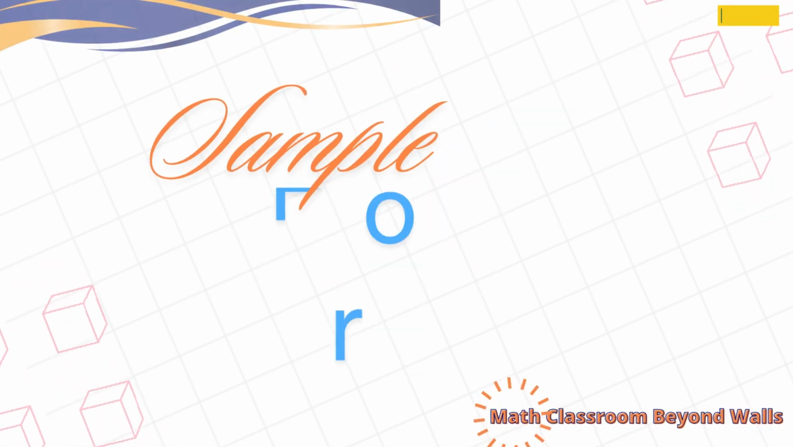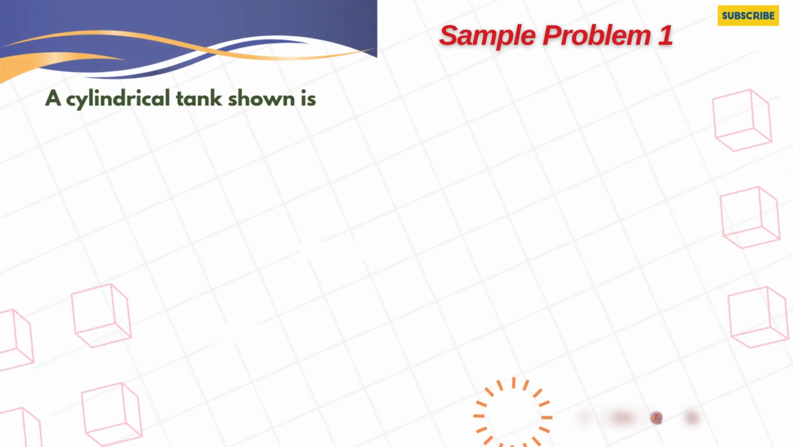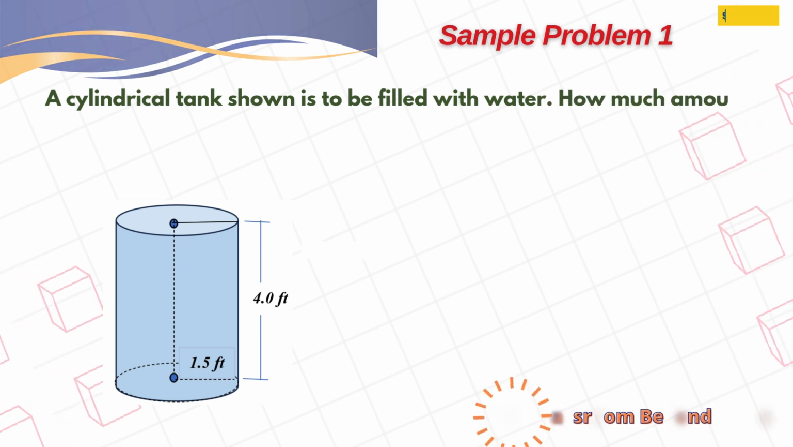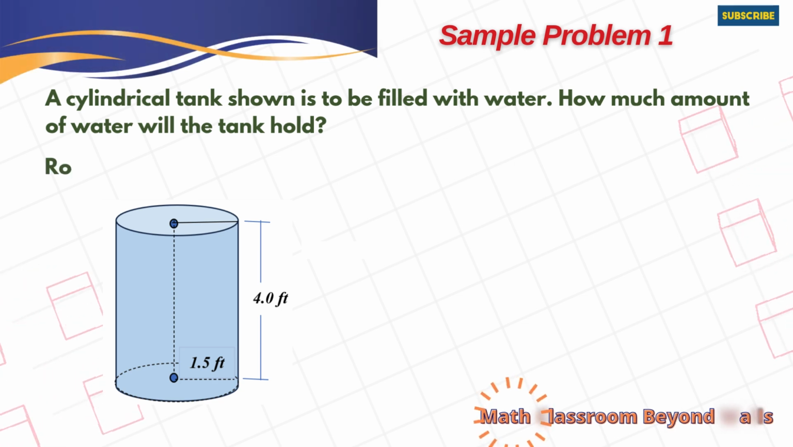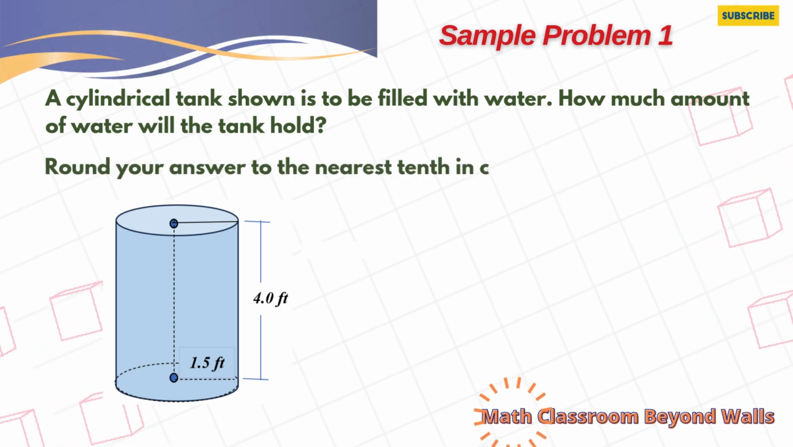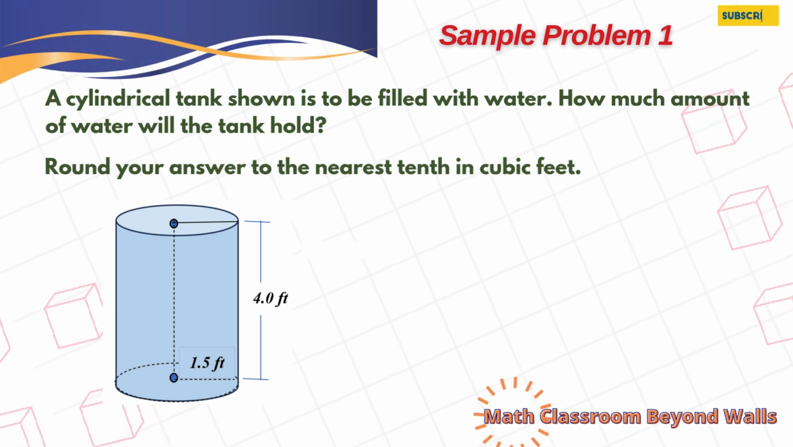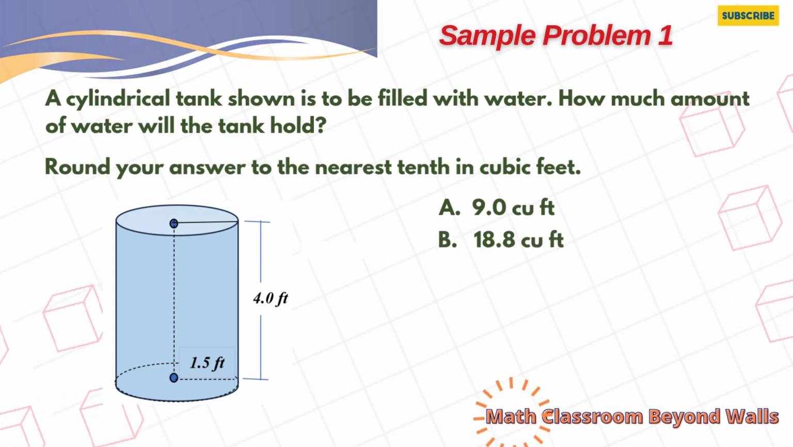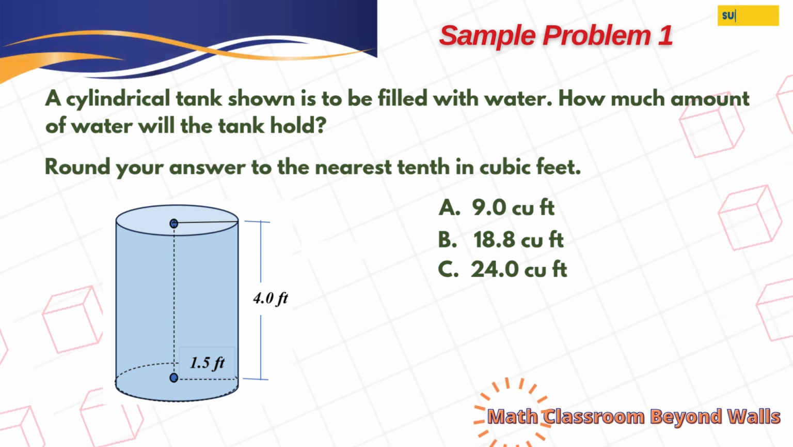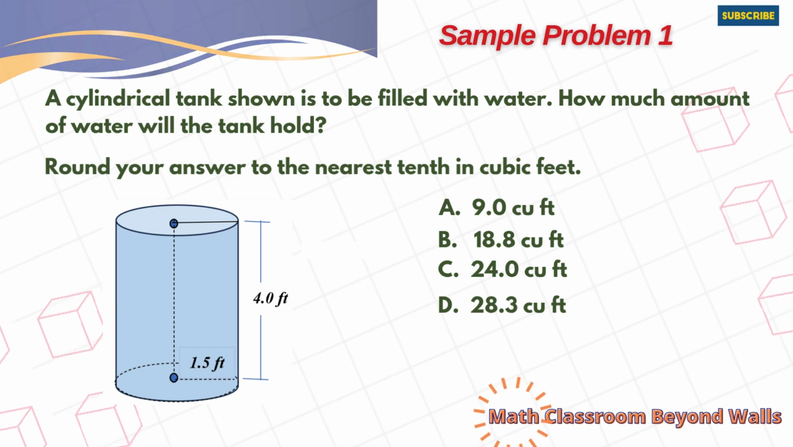Okay, let us try this sample problem. Here's the problem. A cylindrical tank shown is to be filled with water. How much amount of water will the tank hold? Round your answer to the nearest tenth in cubic feet. A figure is given, and here are the options. Option A, 9.0 cubic feet. Option B, 18.8 cubic feet. Option C, 24.0 cubic feet. Option D, 28.3 cubic feet.